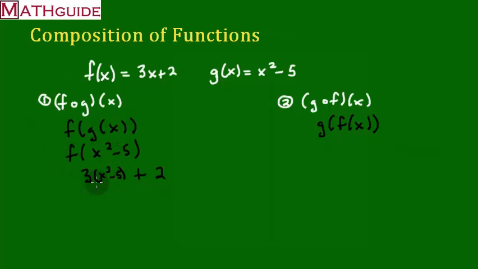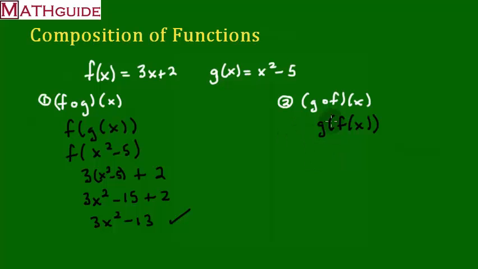Alright, order of operations says multiply first. So I do the distributive property. 3 times x squared, 3x squared. 3 times negative 5, negative 15. And then I add 2. So I add those two guys together, because I'm only going to add like terms together. And there you go. There's my final answer. That is what f circle g of x is.